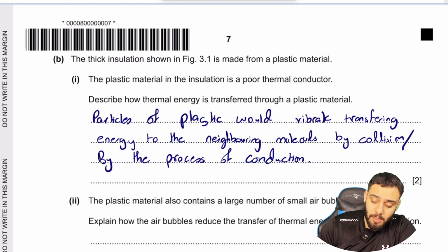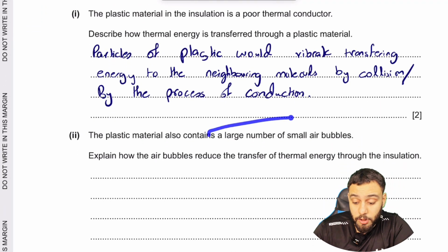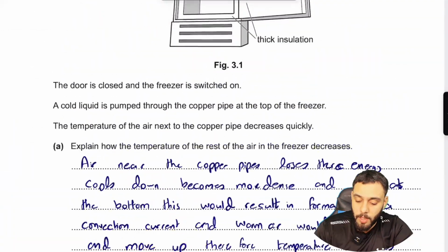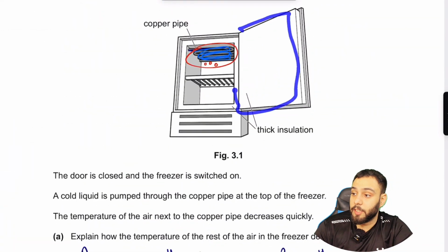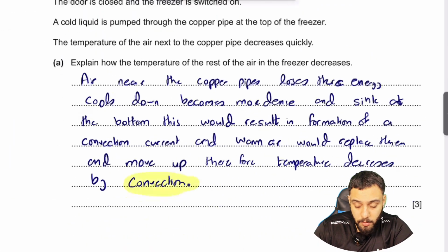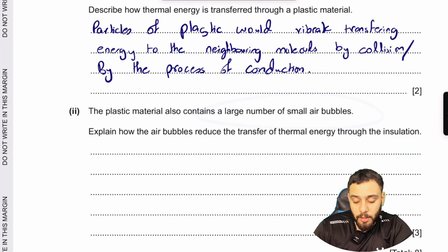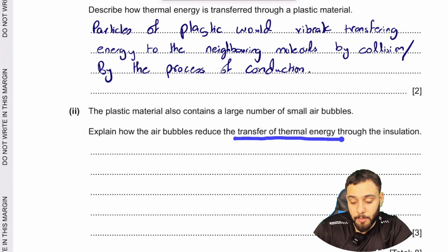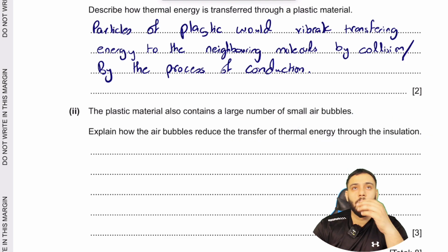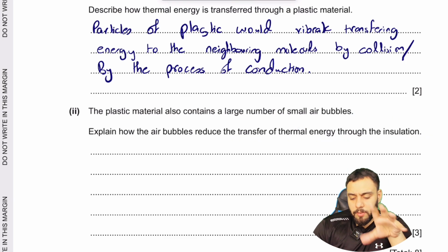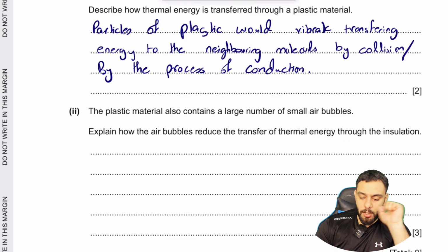Okay, the plastic material also contains a large number of small air bubbles. So the plastic insulator basically contains a large number of air bubbles. Explain how the air bubbles reduce the transfer of thermal energy through the insulation.